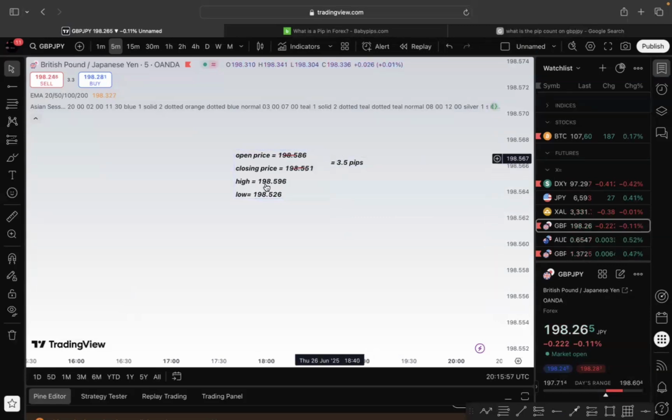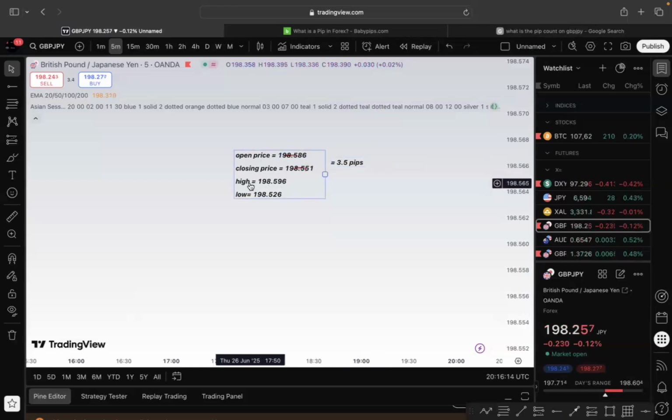So that's it for this. You can see the 198.5, 198.5 is all the same. So if, let's say, we even want to, between the opening price and the closing price, it's 3.5 pips. Okay, that's the distance.